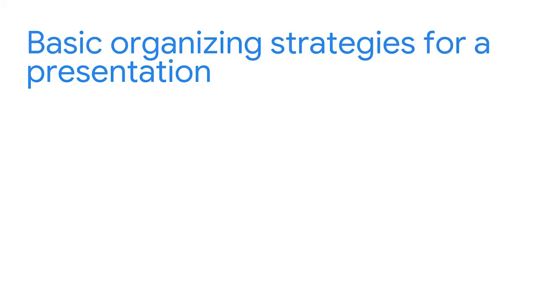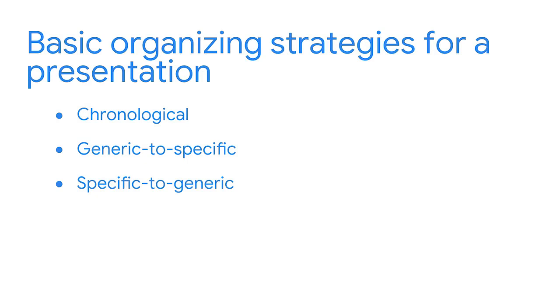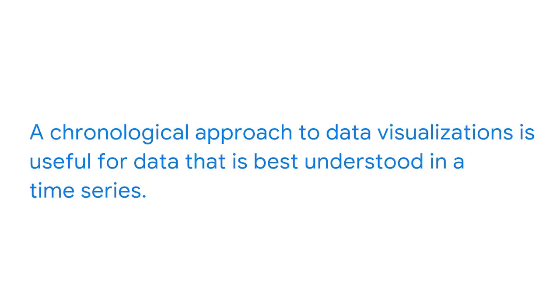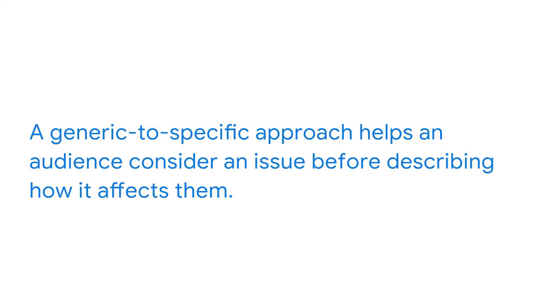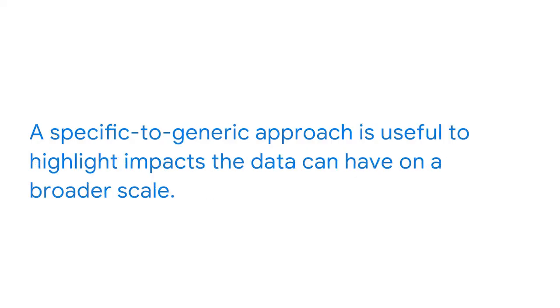You need to consider 3 strategies for organizing and presenting data visualizations in a series: chronological, generic to specific, and specific to generic. A chronological approach to data visualizations is useful for data that is best understood in a time series. A generic to specific approach helps an audience consider an issue before describing how it affects them. And a specific to generic approach is useful to highlight impacts the data can have on a broader scale.